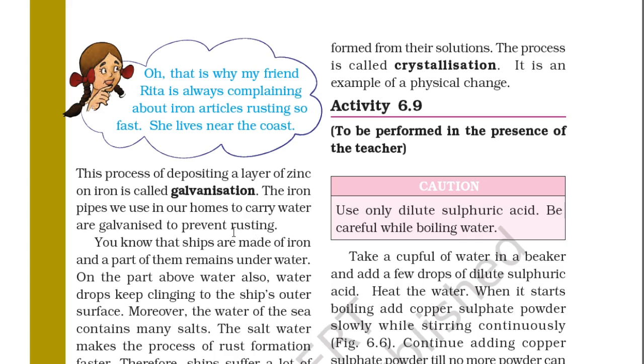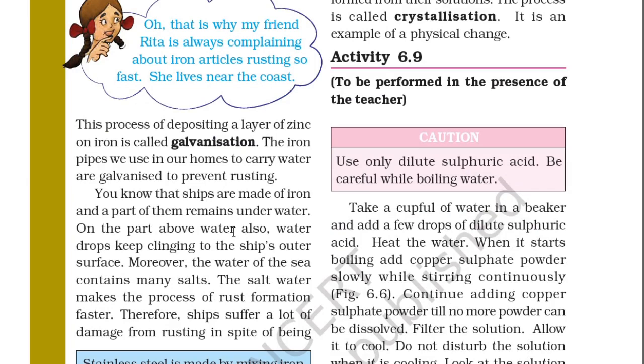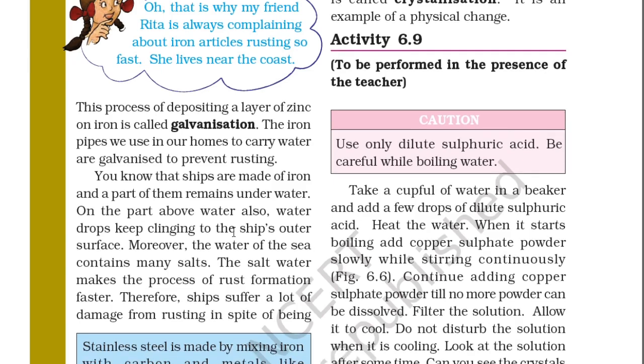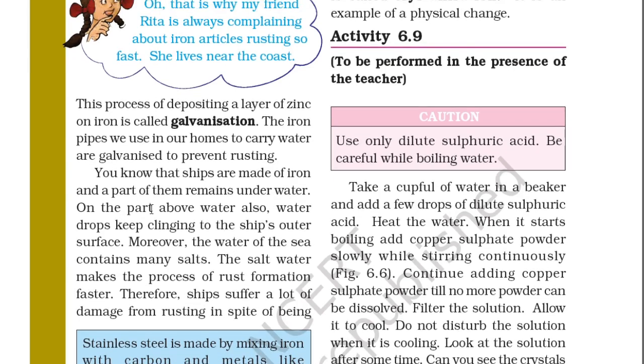You know that ships are made of iron and a part of them remains underwater. The part which comes in contact with water is always under the water. On the part above water also, water drops keep clinging to the ship's outer surface. Moreover, the water of the sea contains many salts. The salt water makes the process of rust formation faster.